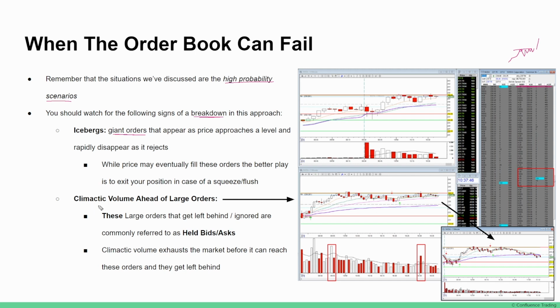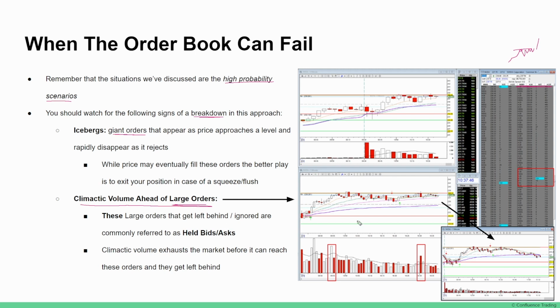The second scenario that you're going to want to avoid is climactic volume ahead of very large orders. So when climactic volume happens just in front of these orders, it can be a signal that those orders are actually going to get left behind, that everybody else is bailing, and potentially even the person that set these orders out here is selling ahead of them because they don't actually think that it's going to get to this price exactly. So they're just trying to get the best fill they possibly can before price ultimately rejects.